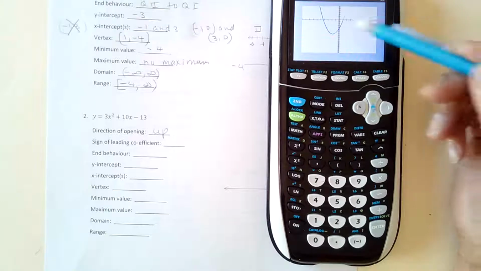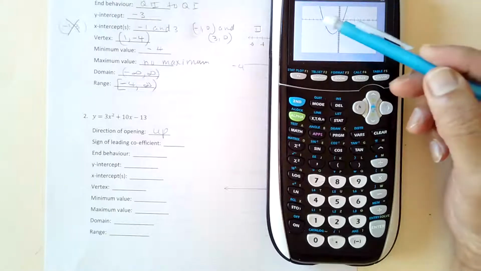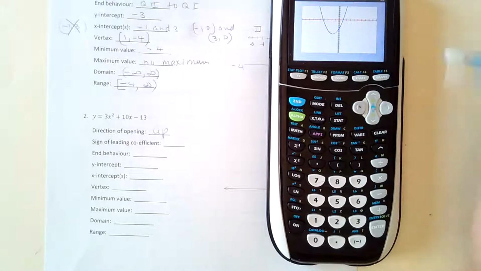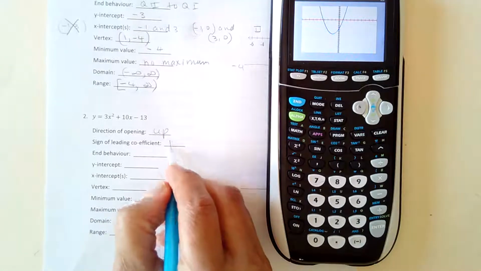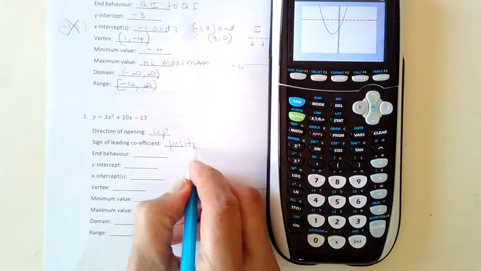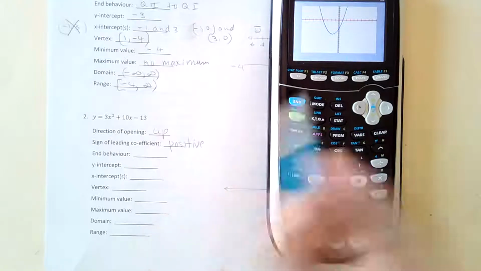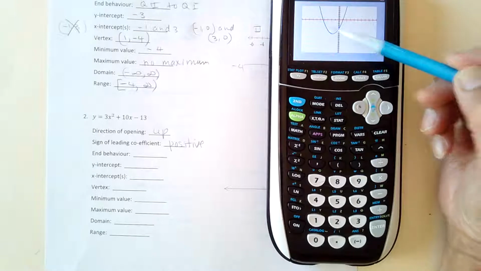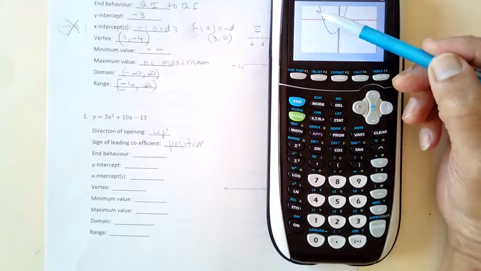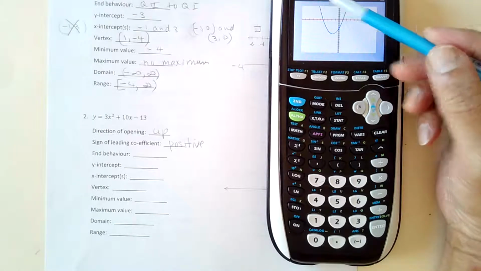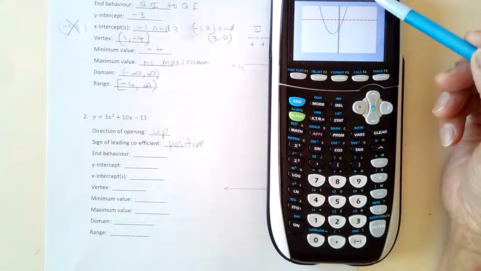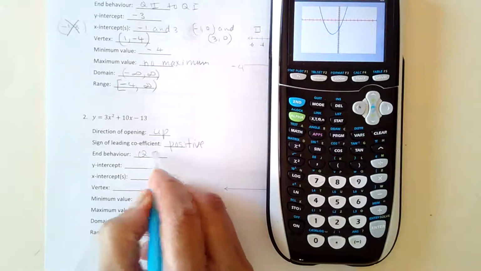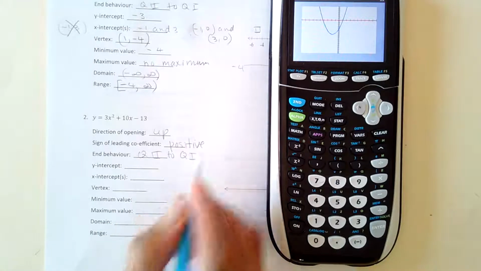Oh, I went a little too far, but that's fine because now I can see my x-intercepts and my vertex. The sign of the leading coefficient is positive. The end behavior is from quadrant 2 to quadrant 1. This graph is going to infinity in quadrant 2 and going to infinity in quadrant 1, so we say quadrant 2 to quadrant 1.